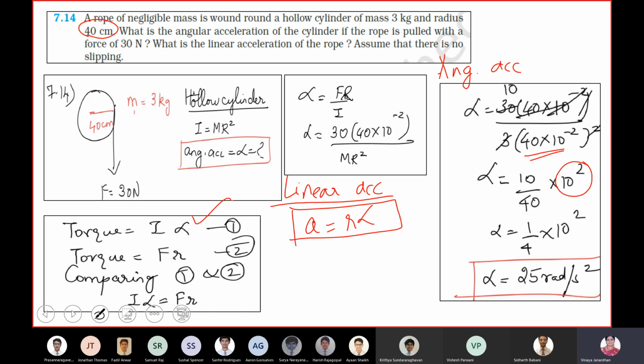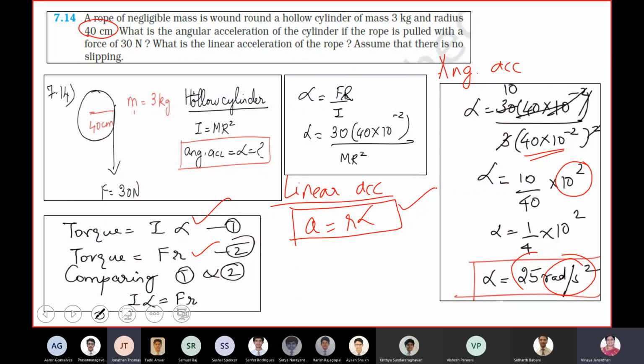So you had a formula, tau is equal to I alpha. Torque is equal to I alpha. Torque is also equal to F into R. Then you know how to write the SI unit of angular acceleration. And one more formula, linear acceleration a is equal to R alpha. Remember that the radius should be converted to meters.